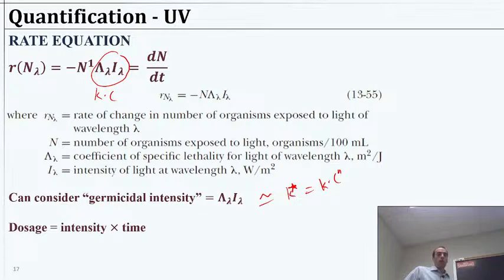So overall, the dosage is intensity times time, just like the dosage of our chemical disinfectant was concentration times time. Right, so these are very analogous. It's just a matter of, do we have light that's doing it, or do we have some concentration that's doing it?